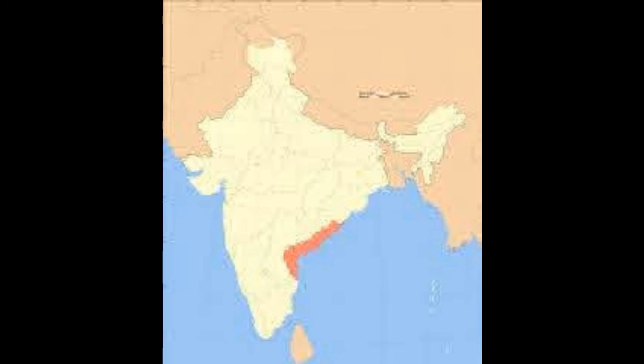Next we move to the east coast. Chilika Lake, Kolleru Lake, Pulicat Lake. Chilika Lake you will find in Odisha, which is the largest freshwater lake. Next one, Kolleru in Andhra Pradesh, you can find it easily. The next one is Pulicat, located between Andhra Pradesh and Tamil Nadu. We move to the last one.